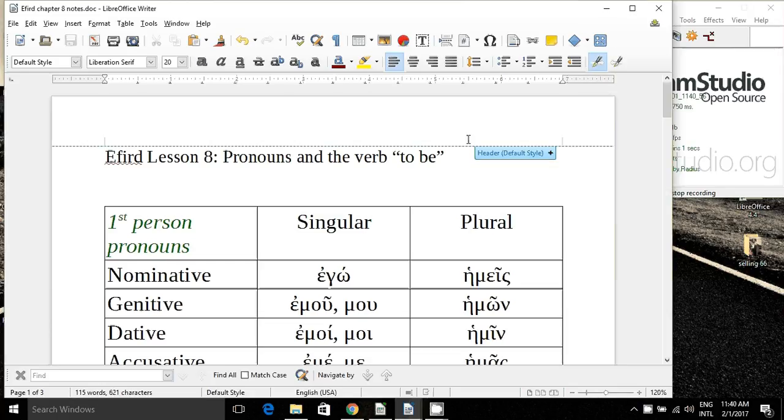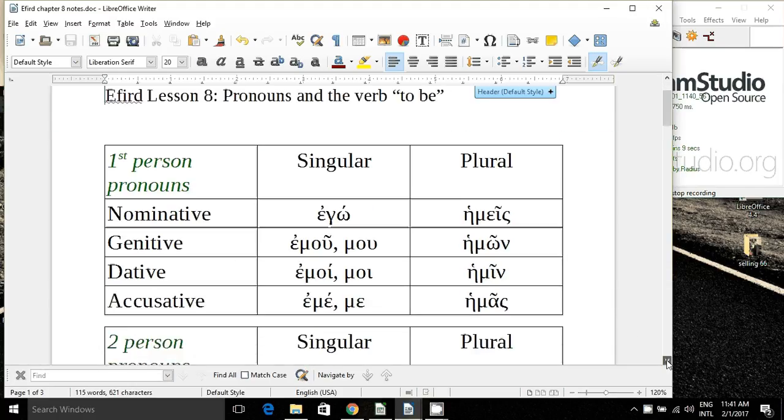Right, here we are in Lesson 8, the last lesson in our first quarter of Greek. We're going to learn some personal pronouns today. Here are the first person pronouns.